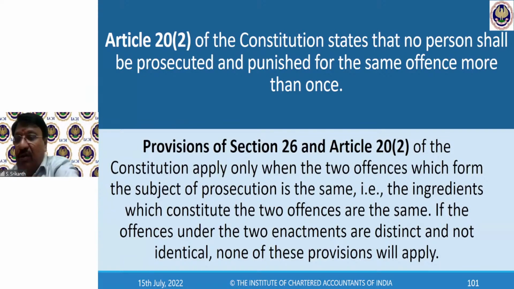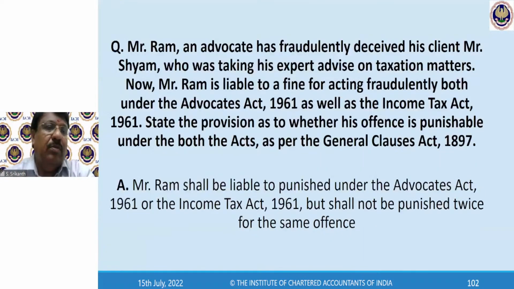That is why we have to be careful. But you can still argue on 26 and say, sir, not holding AGM is a single offense, how can I be punished 3 times? No. If the offenses under the two enactments or two provisions are distinct and not identical, then you cannot.